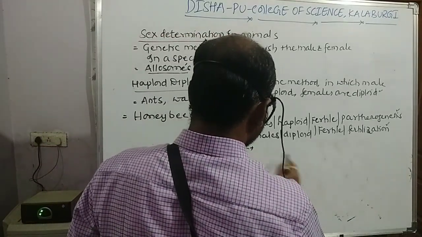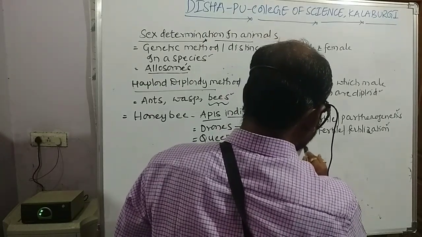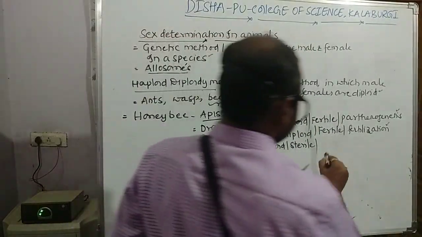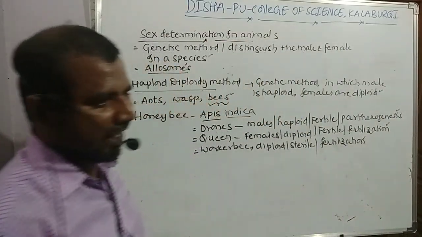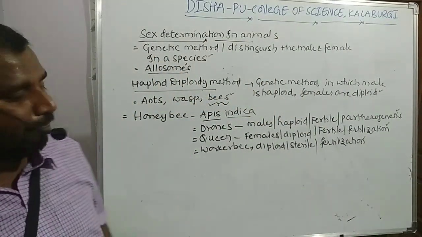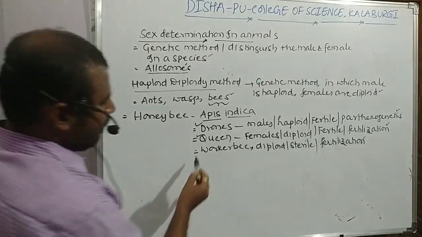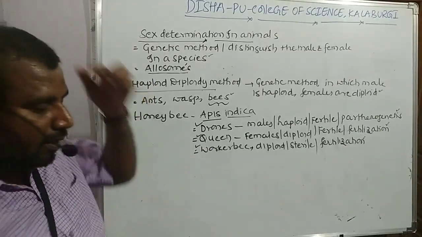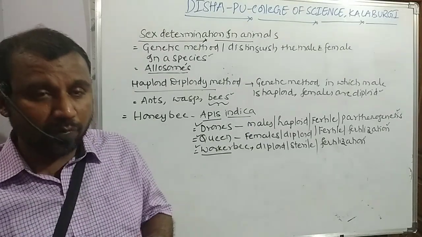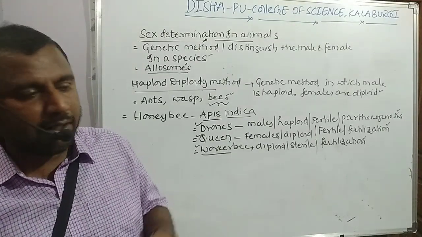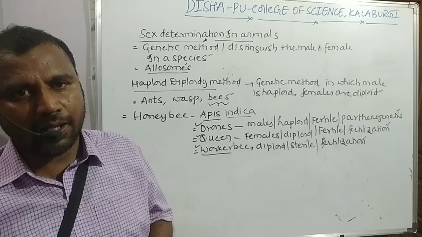Next, worker bees. Worker bees are diploid and sterile. They are also raised by fertilization, after formation of the zygote. So drones are males and haploid. Queens are diploid. Worker bees are also diploid, but they are sterile. The name worker bee itself indicates they only work for the colony. Their function is to visit flowers, collect nectar, modify the secretion, and deposit it in the form of honey in beehives.